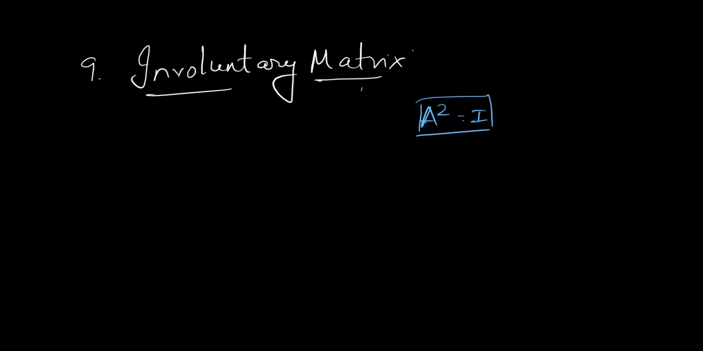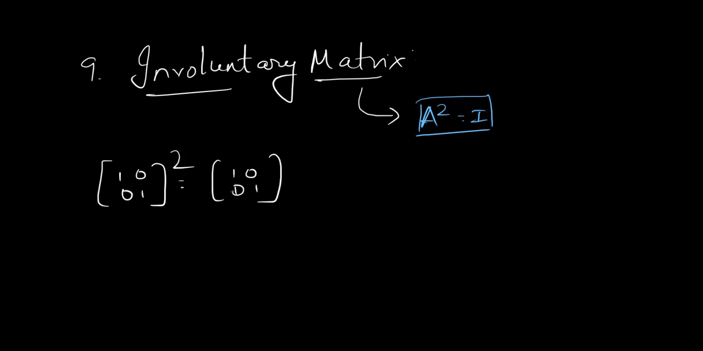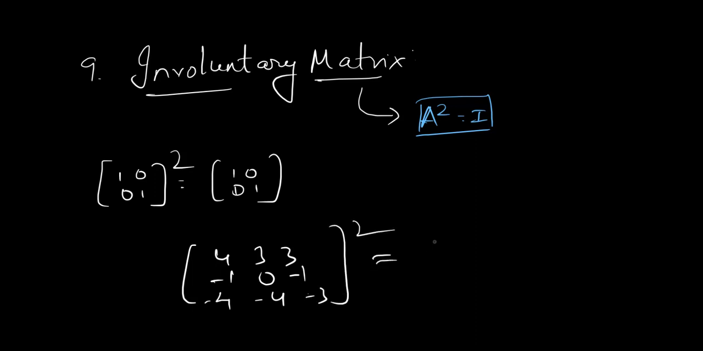Involuntary matrix is really simple. It's said as A square equals I. The best example is the identity matrix, where the square of the identity matrix is also I, right? For another example, 4 3 3, minus 1 0 minus 1, minus 4 minus 4 and minus 3, the square is also going to be 1 0 0, 0 1 0, 0 0 1.